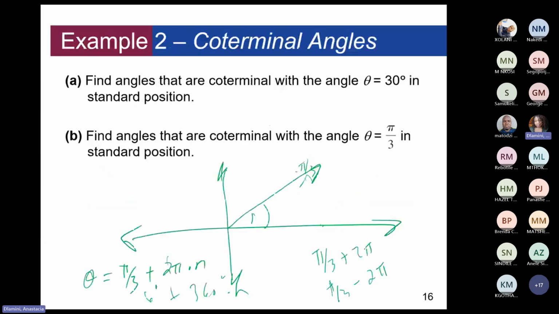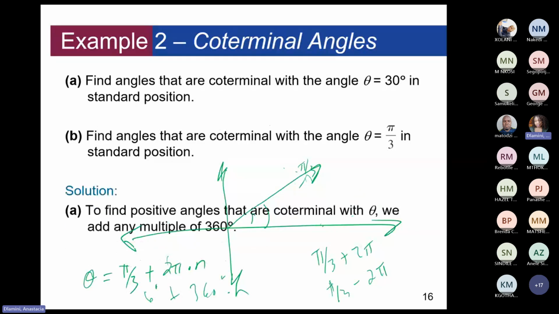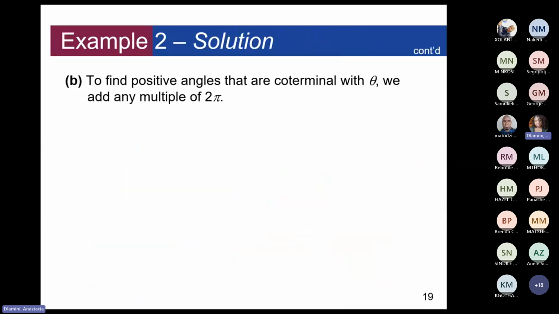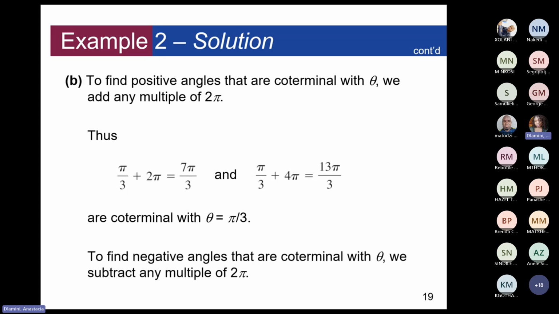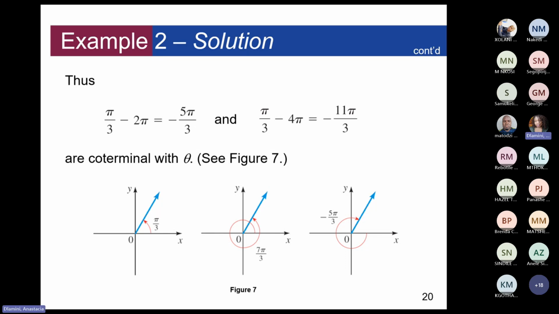So then we say, okay, we did this one. You see, if you understand, it becomes nicer. To find positive angles that are coterminal with theta, we add any multiples of 2 pi. There we go. It's the same question. And then to find negative angles that are coterminal with theta, we subtract any multiples of 2 pi. There we go. Do you see that? So then all these figures in 7, they are coterminals.